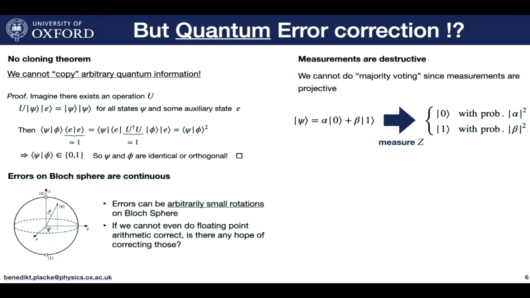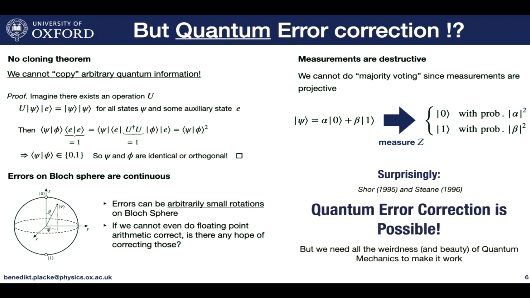But it gets even worse, right? Because also the errors are continuous, right? So I told you the state of a qubit can be identified with a point on the three-dimensional sphere. But of course, errors are arbitrary small rotations then, right? Any sensible operations, right? This is why it's unitary, right? It's a rotation on the sphere. And of course, now this can be arbitrarily small. And this starts to look a lot like this floating point problem, right? Where we cannot even do floating point arithmetic correct. How can we do that correctly, right? It seems like very, very, very bad.